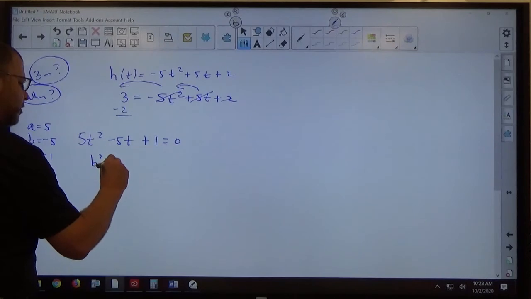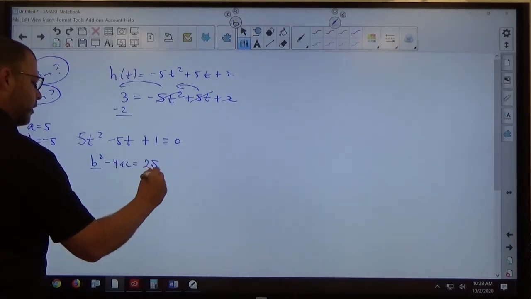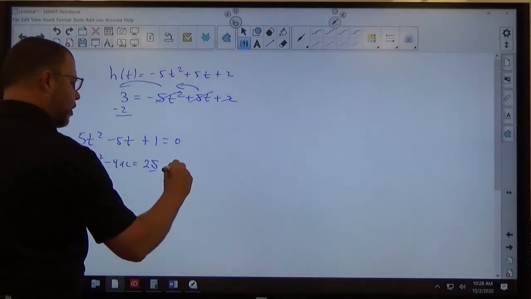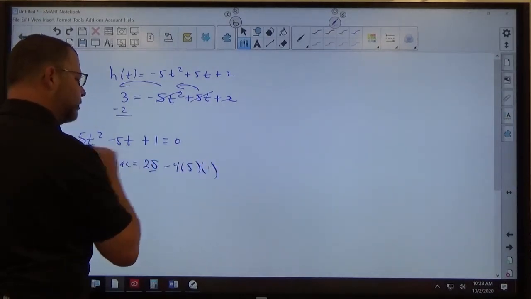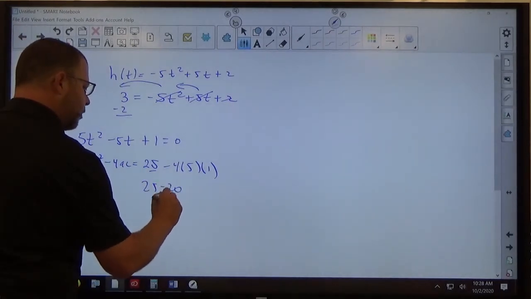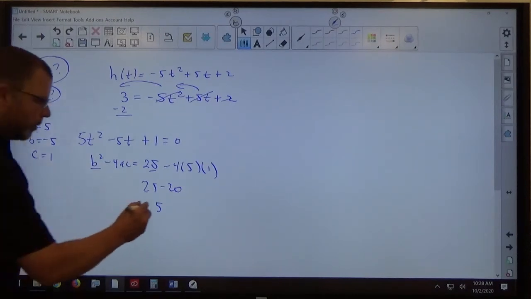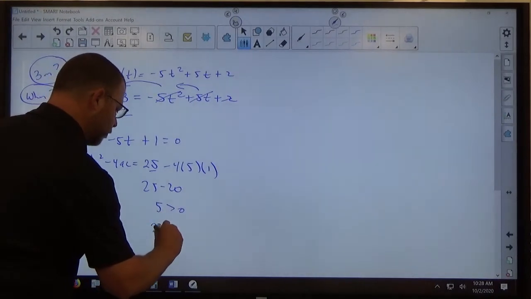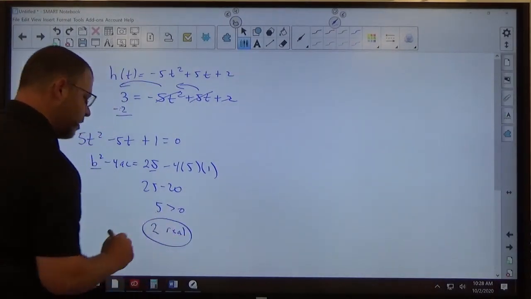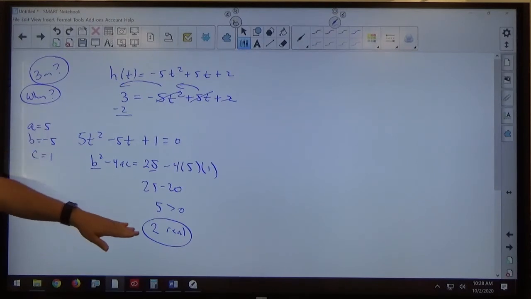B squared minus 4AC is equal to 25, that's B squared, minus 4 times 5 times 1, which is 25 minus 20, which equals 5. So it's possible for the ball to reach a height of 3 meters in this scenario, right? Because 5 is greater than 0, that gives us 2 real solutions. So if the question had been, is it possible for the ball to reach a height of 3 meters? Yes, it's possible, 2 real.